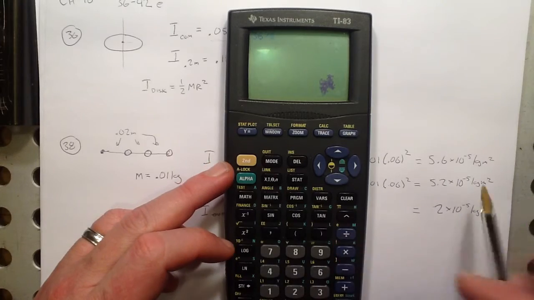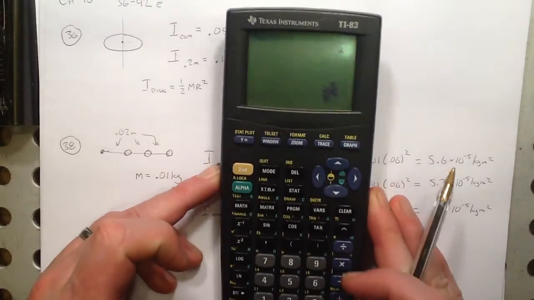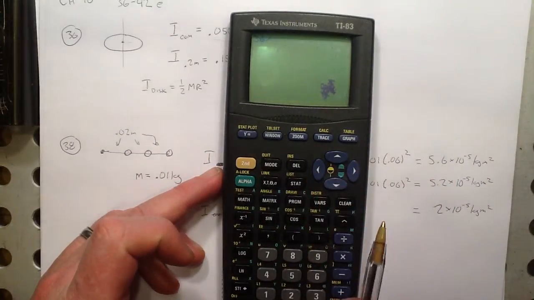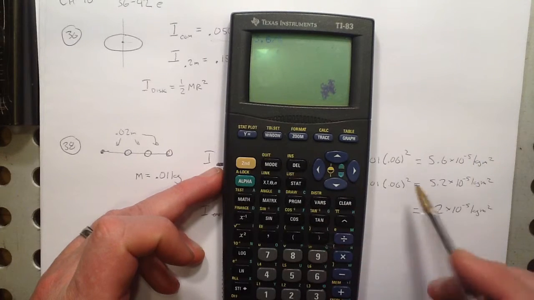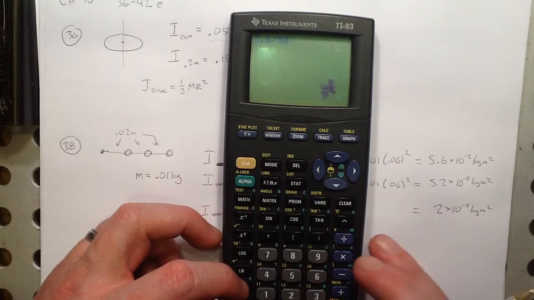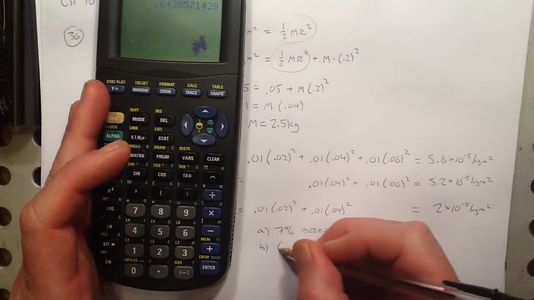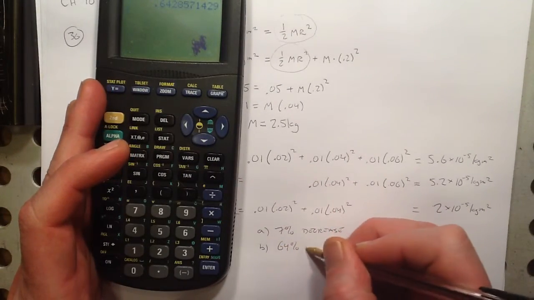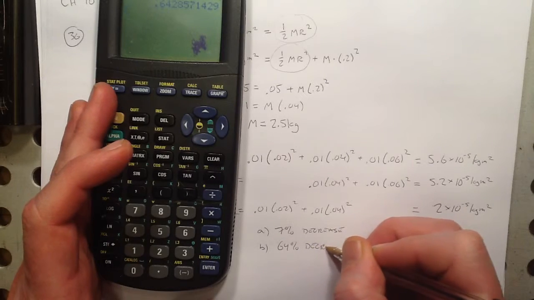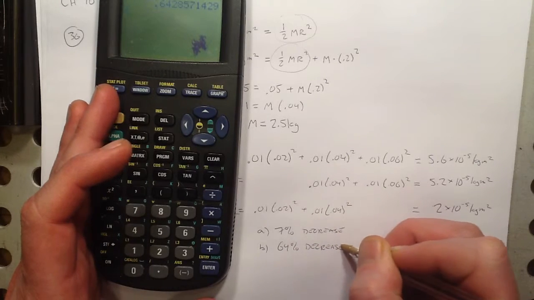3.6 out of a total of 0.6 out of a total of 5.6. And that's a 64% decrease.